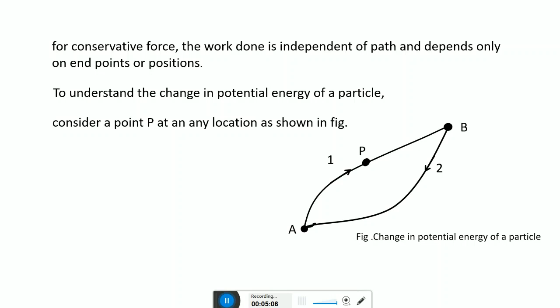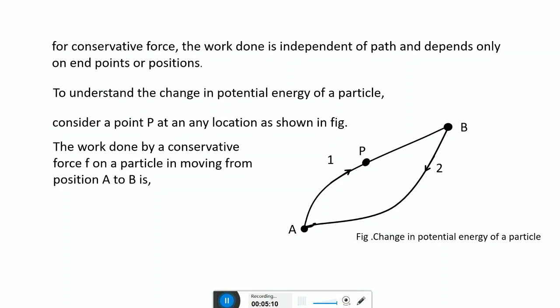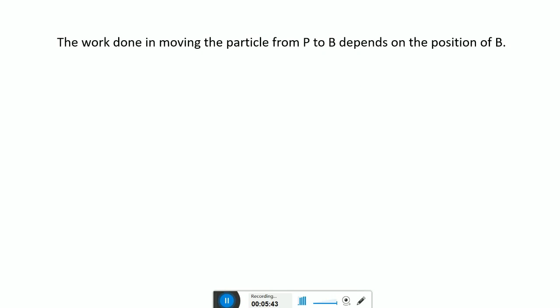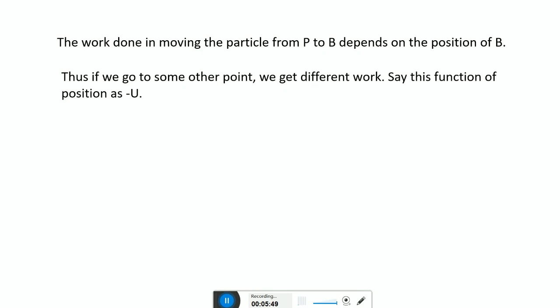The work done by a conservative force F on a particle in moving from position A to B is: work done from A to B is equal to integration of vector F dot dr from A to P plus integration of vector F dot dr from P to B. The work done in moving the particle from P to B depends on the position of B. Thus, if we go to some other point, we get different work.